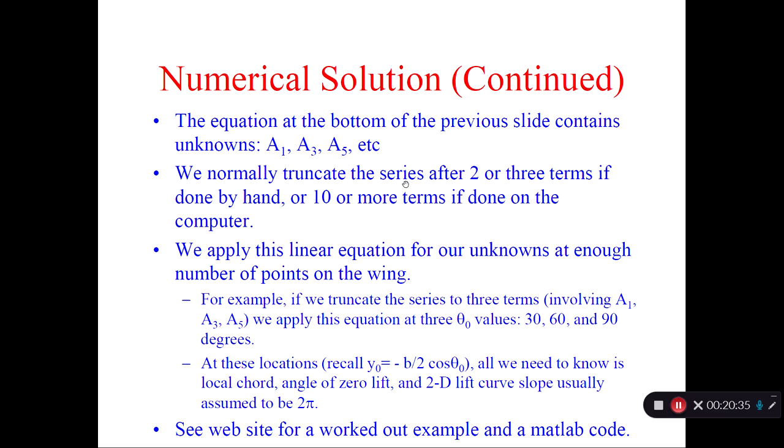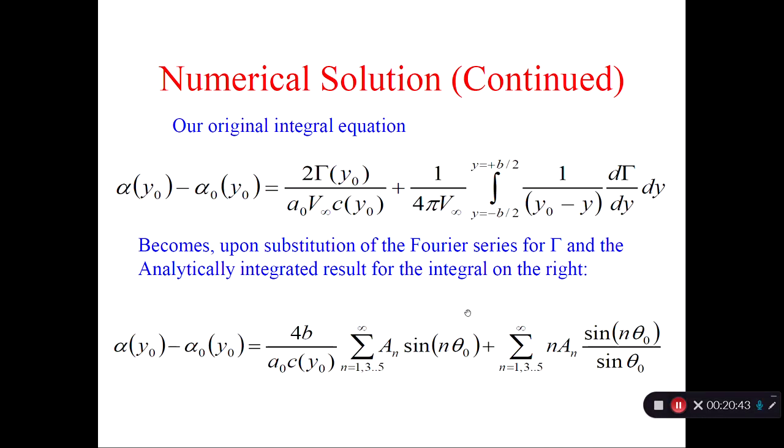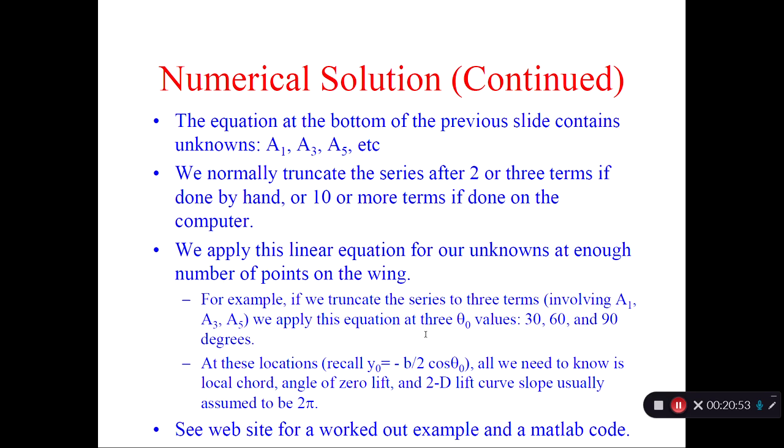So if you're doing a computer program, you will keep maybe 10 terms. That's plenty good enough. If you're doing it by hand, just keep 2 terms, n equal to 1 and n equal to 3. So pick 2 theta naught values, 45 degrees and 90 degrees. That's sufficient. So anywhere from 2 terms to 10 terms can be kept. So we are going to apply this equation. For example, if it's 3 terms, then we'll apply it at 30 degrees, 60 degrees, 90 degrees. If it's just 2 terms, we will set theta naught equal to 45 degrees and 90 degrees.